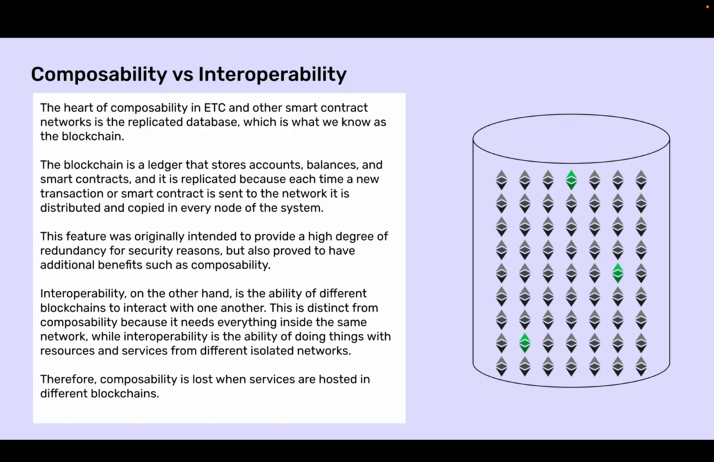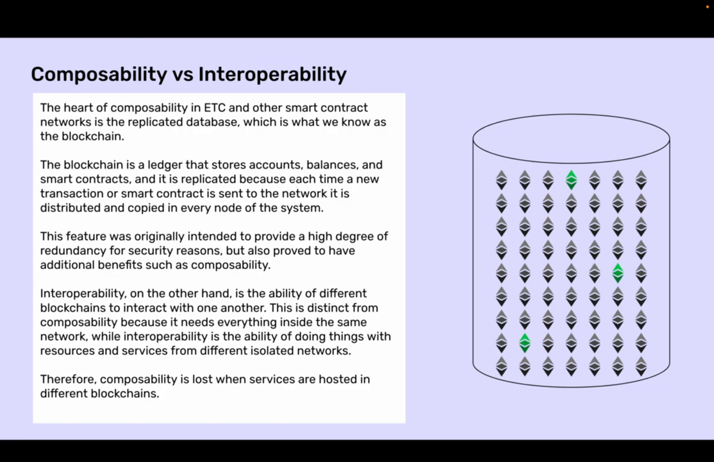Composability versus interoperability. The heart of composability in ETC and other smart contract networks is the replicated database, which is what we know as the blockchain. The blockchain is a ledger that stores accounts, balances, and smart contracts, and it is replicated because each time a new transaction or smart contract is sent to the network, it is distributed and copied in every node of the system. This feature was originally intended to provide a high degree of redundancy for security reasons, but also proved to have additional benefits such as composability.